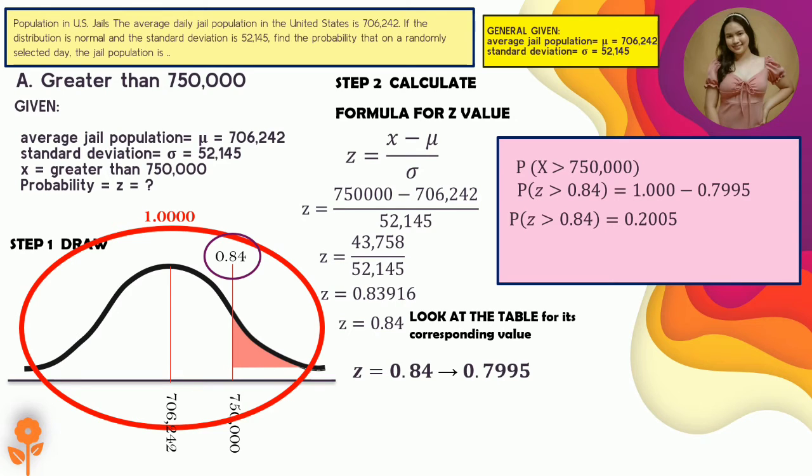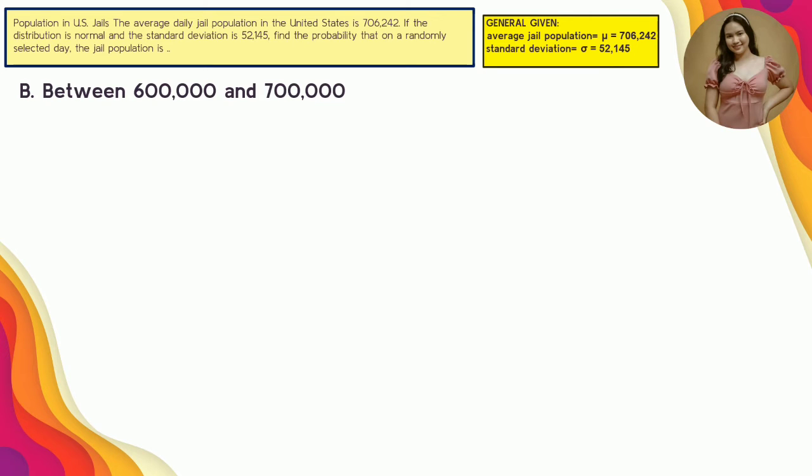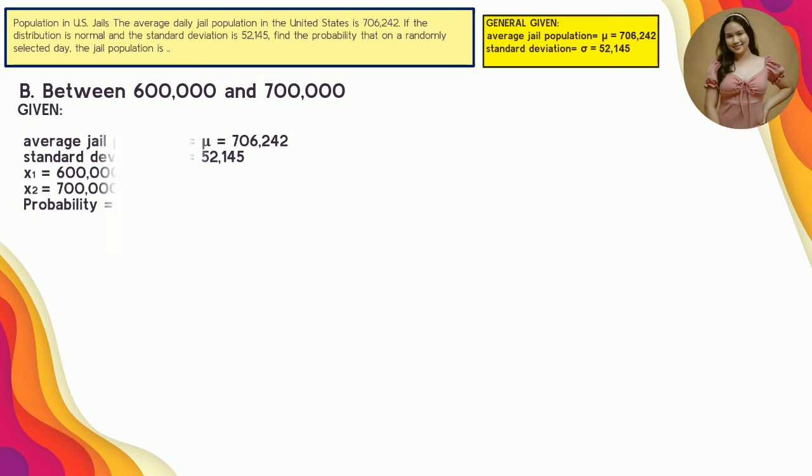We now have 0.2005, and then we round it off. We have 0.201, and we multiply it by 100, so we get its percentage. We have 20.1%. Therefore, the probability that on a randomly selected day, the jail population is greater than 750,000 is 20.1%. And now we move on to letter B, between 600,000 and 700,000.